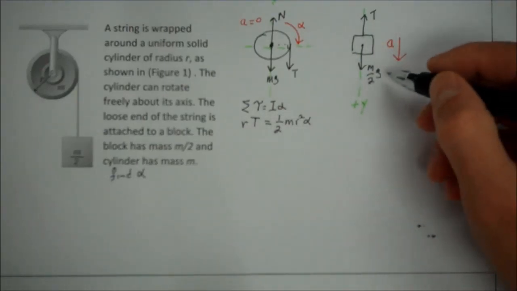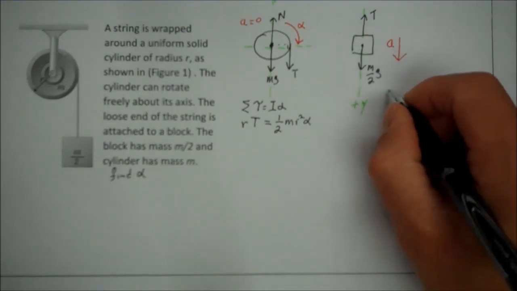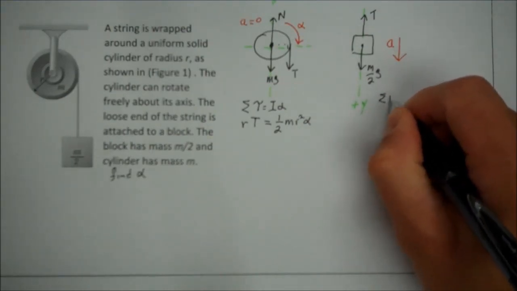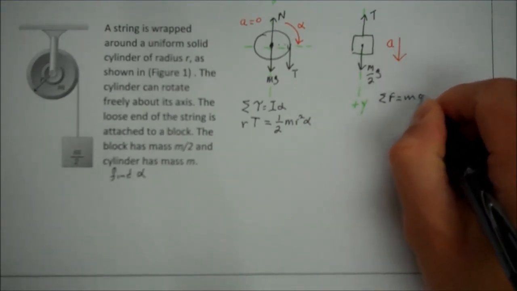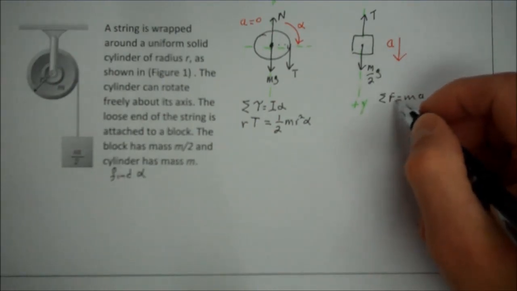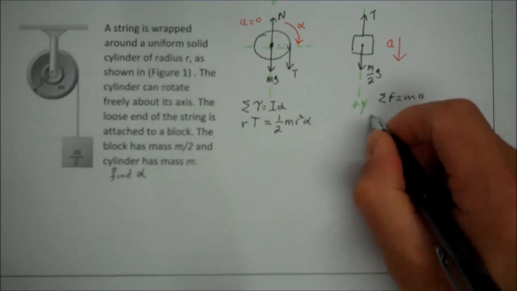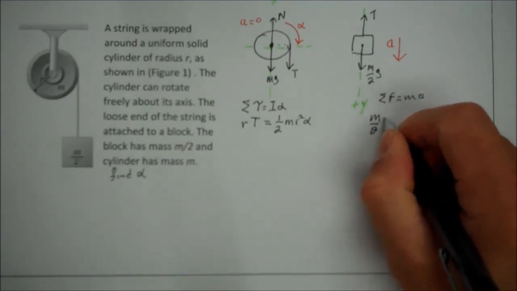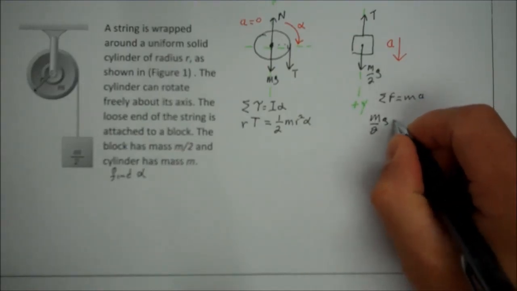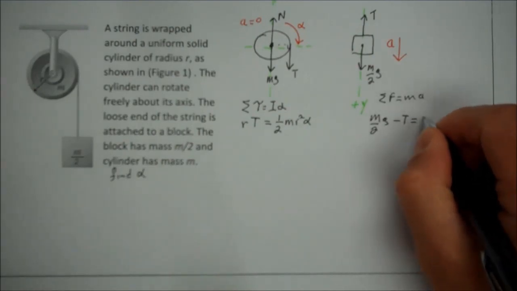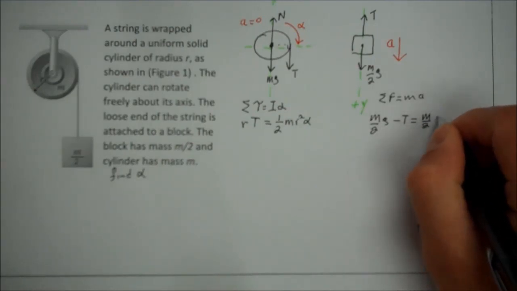Now, over here, this is translating. We want to use Newton's second law for translational motion, F equals ma. Again, down positive, and we're going to have (M over 2) g minus T equals (M over 2) a.